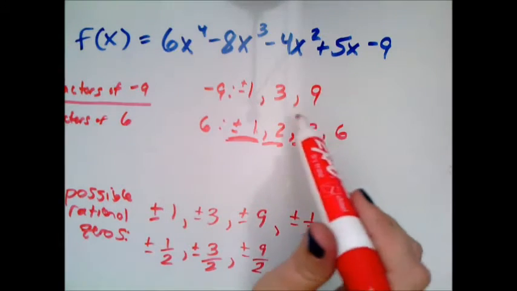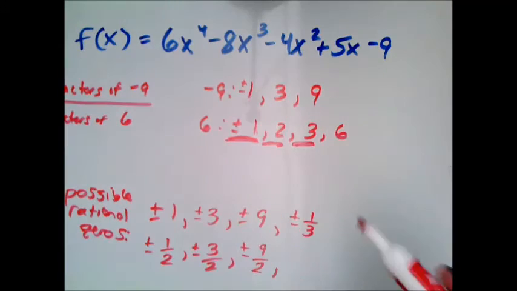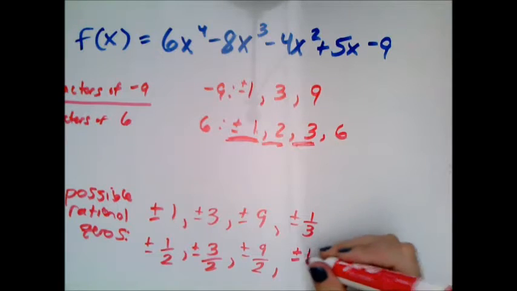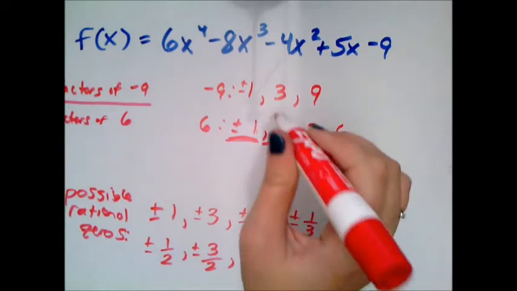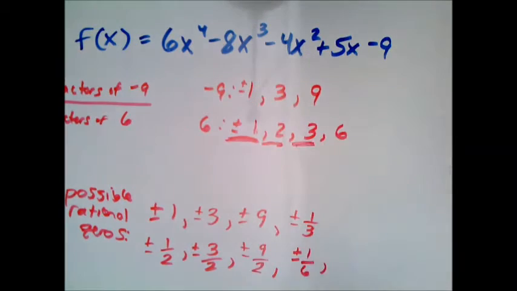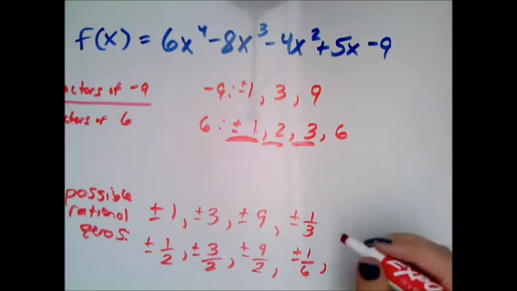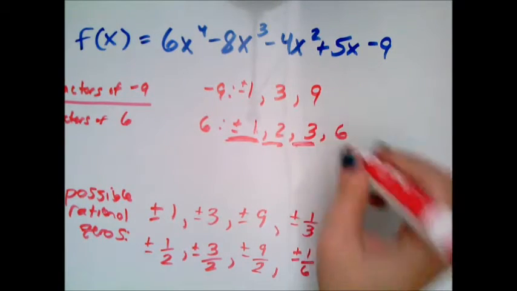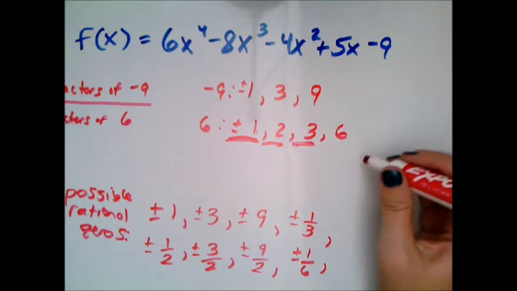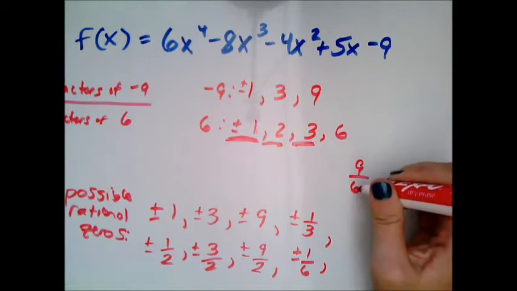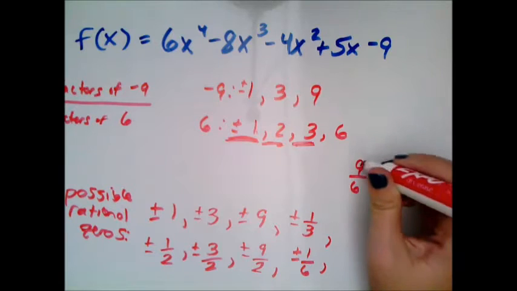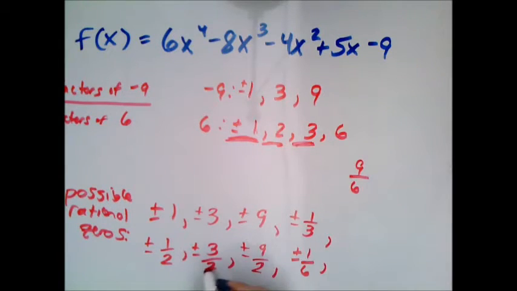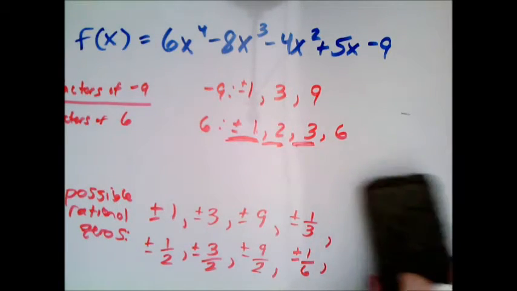All right, so now we could do everything over 6, so 1 over 6, so plus or minus 1/6. And then 3 over 6 reduces to 1/2. I already have that on the list, so I don't have to write that one down again. And then 9 over 6. I can divide them both by 3, reduces to 3 over 2. And I already have 3 over 2 on the list, so I don't need to write it again.